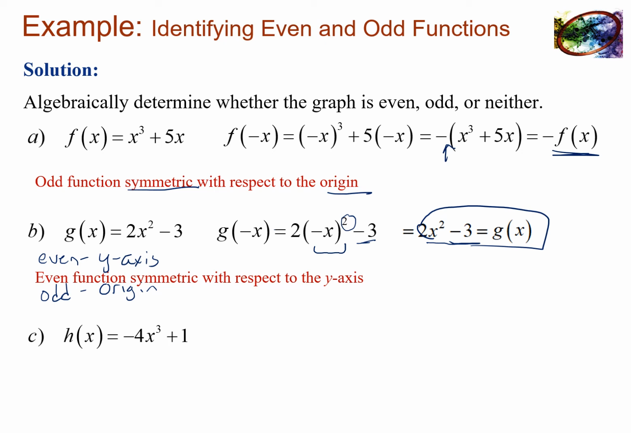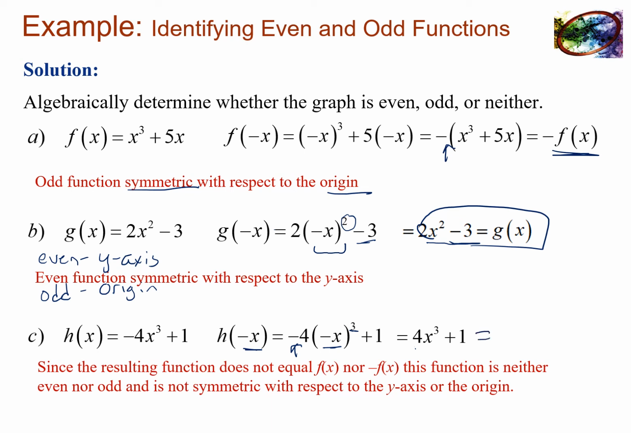Letter H, we're going to test here. So we're going to test and plug in h of opposite of x. Okay, so we have negative 4 as our leading coefficient. I've substituted in with parentheses opposite of x to the third. And an opposite of x raised to an odd power is going to stay negative. However, 4 is negative as well. So a negative and a negative become positive, and I ended up with positive 4x to the third plus 1. That is not equivalent to the original function h.